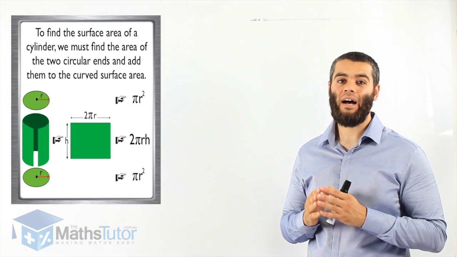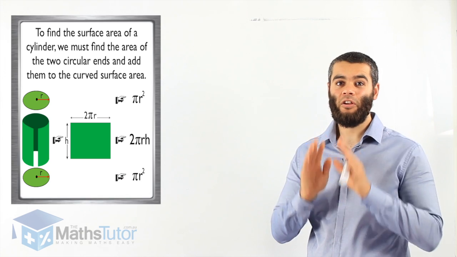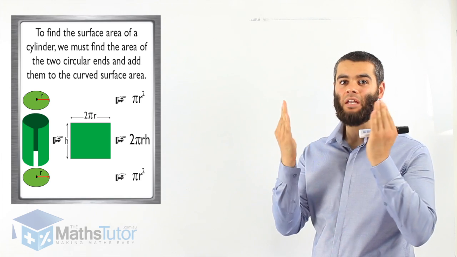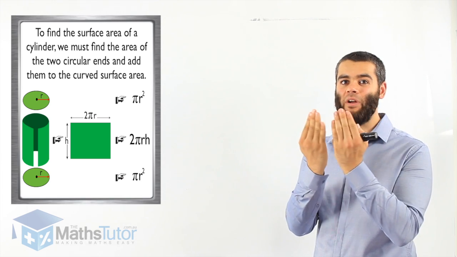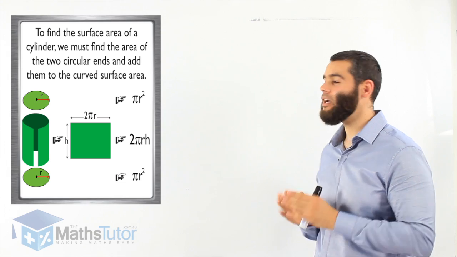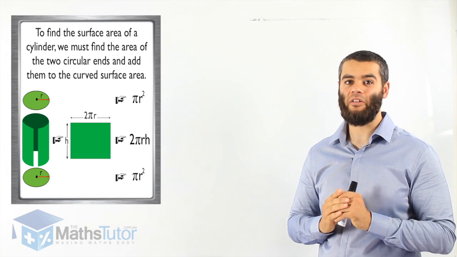In fact, the curved surface is actually a flat surface, but it has been rounded, curved around the circles. So 2 pi rh is the formula for the curved surface area.